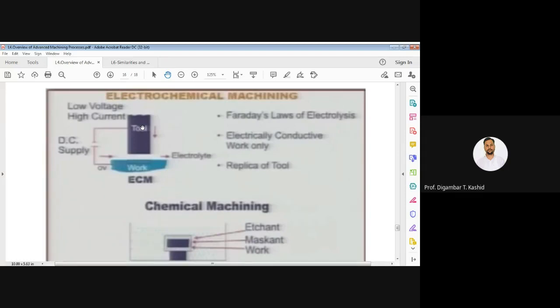Whatever shape you want to produce or form on your piece, that shape you first have to give to your tool. So whatever cavity you get on your piece will be a replica of your tool.